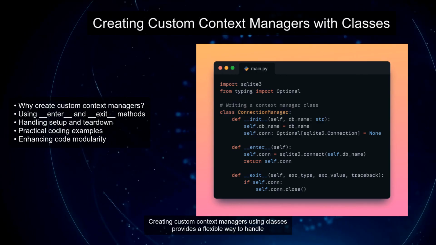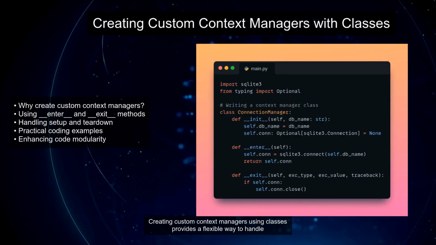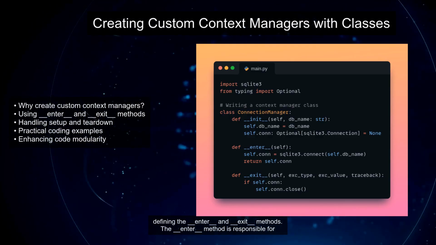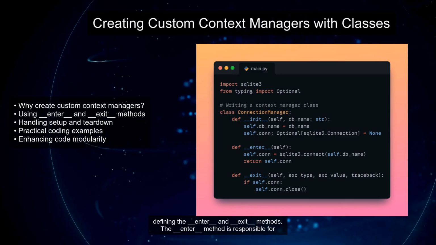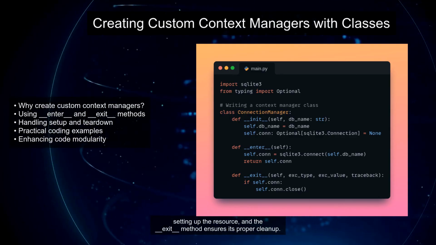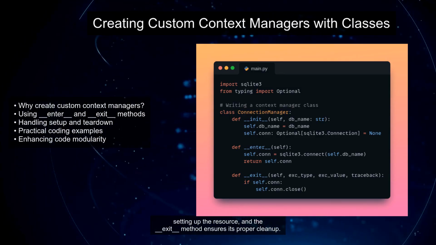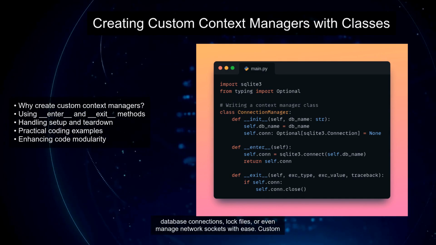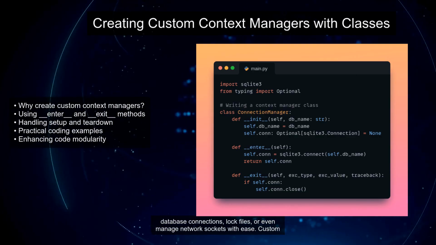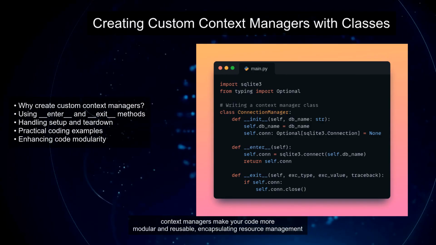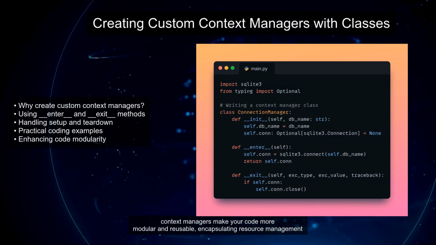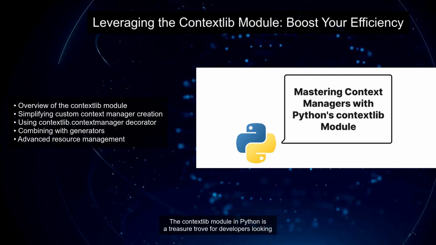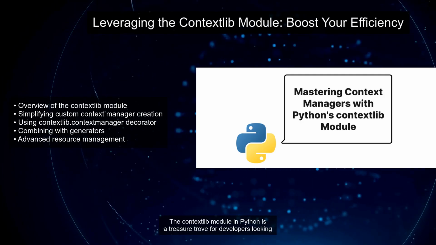Creating custom context managers using classes provides a flexible way to handle resource management in your applications. This block focuses on the importance of defining the __enter__ and __exit__ methods. The __enter__ method is responsible for setting up the resource, and the __exit__ method ensures its proper cleanup. We'll delve into practical coding examples that demonstrate how you can manage database connections, lock files, or even manage network sockets with ease. Custom context managers make your code more modular and reusable, encapsulating resource management logic in a clean and understandable way.